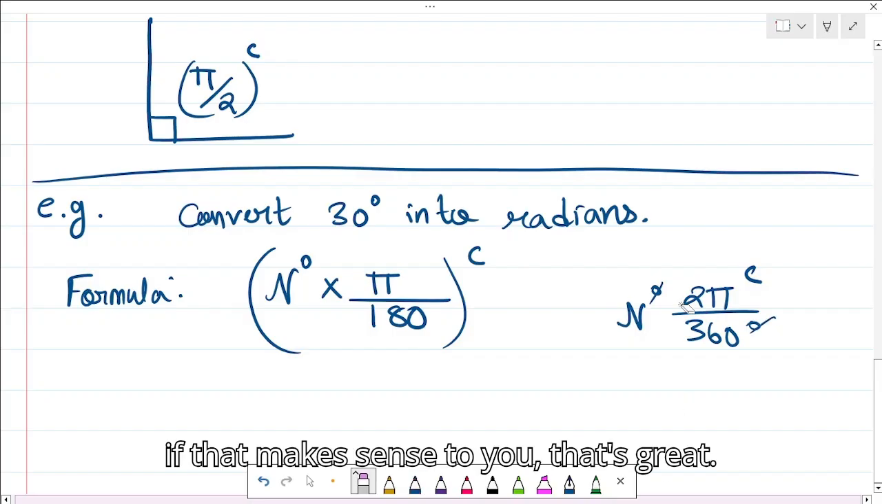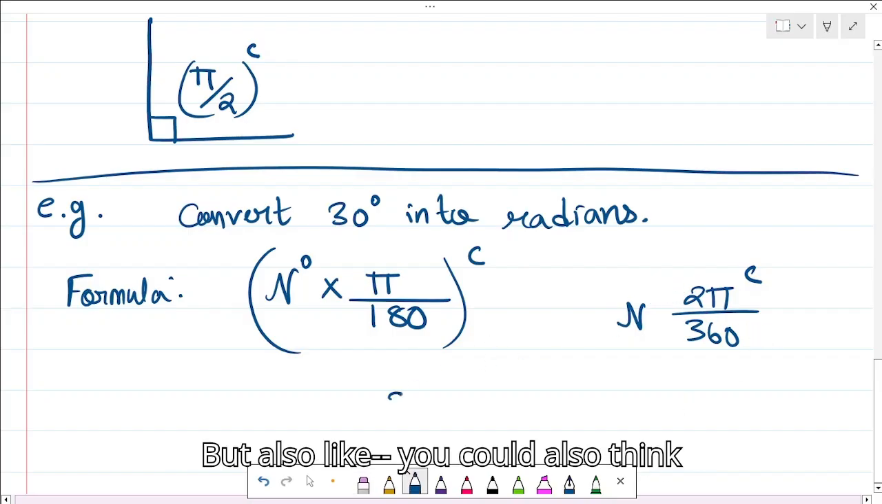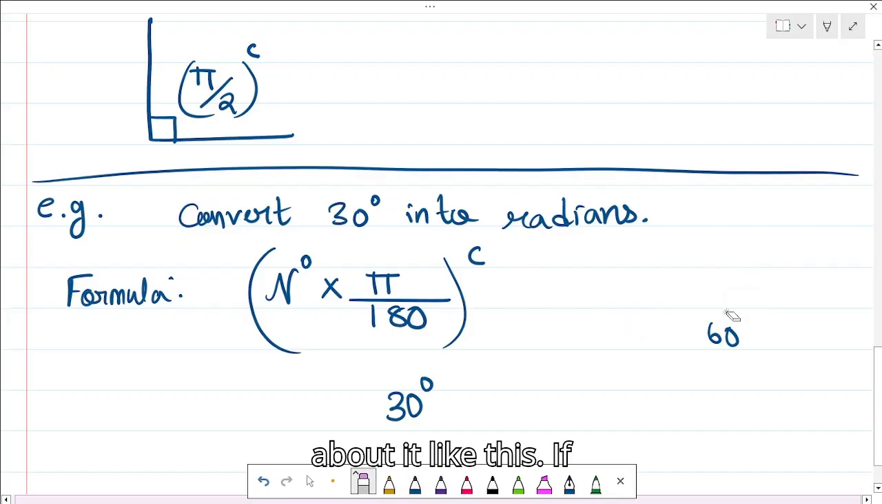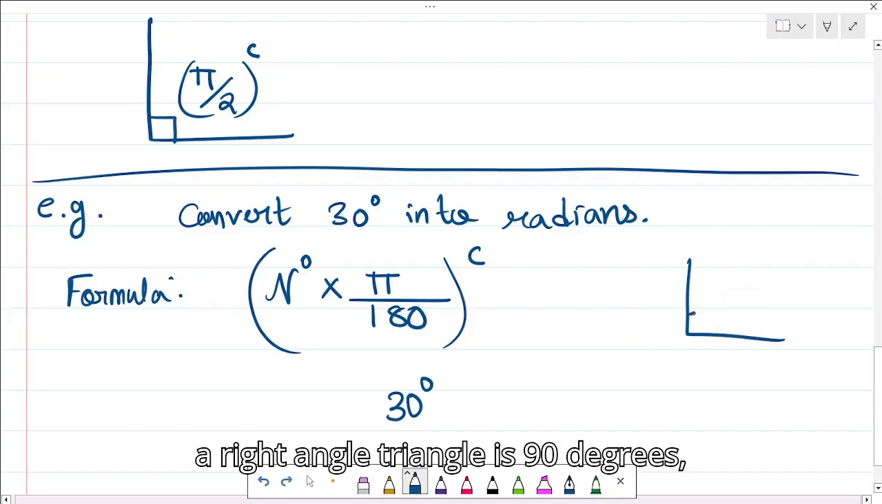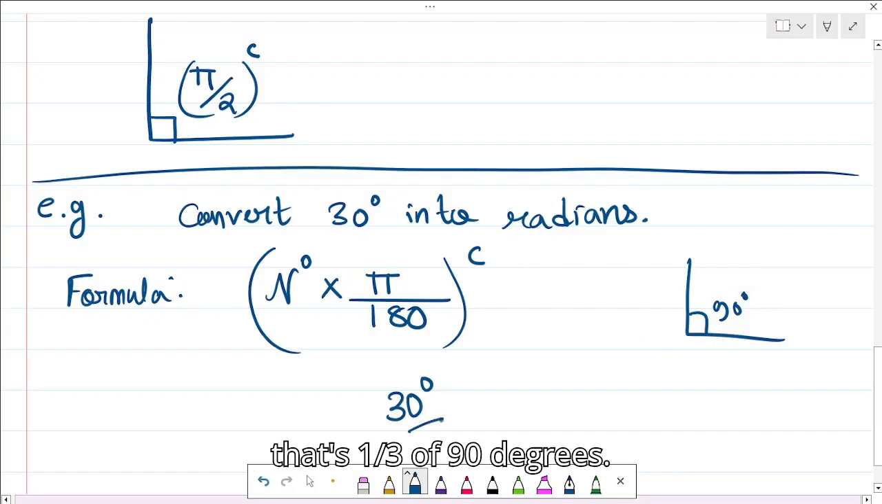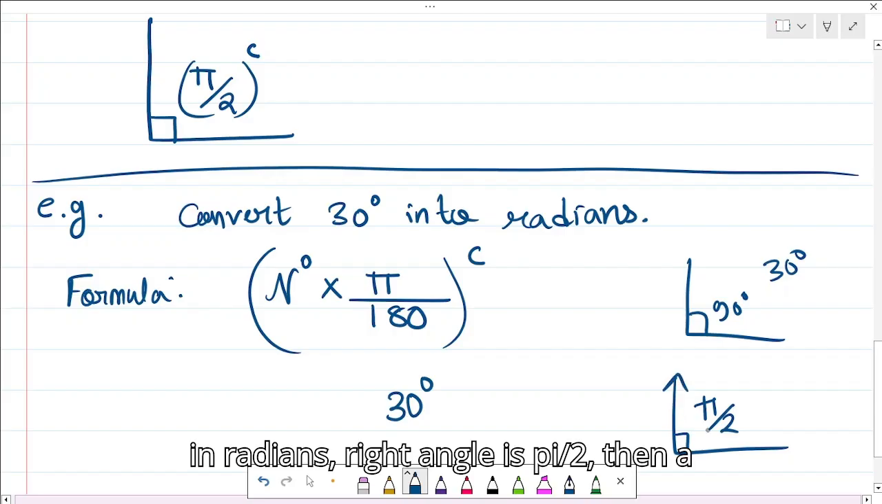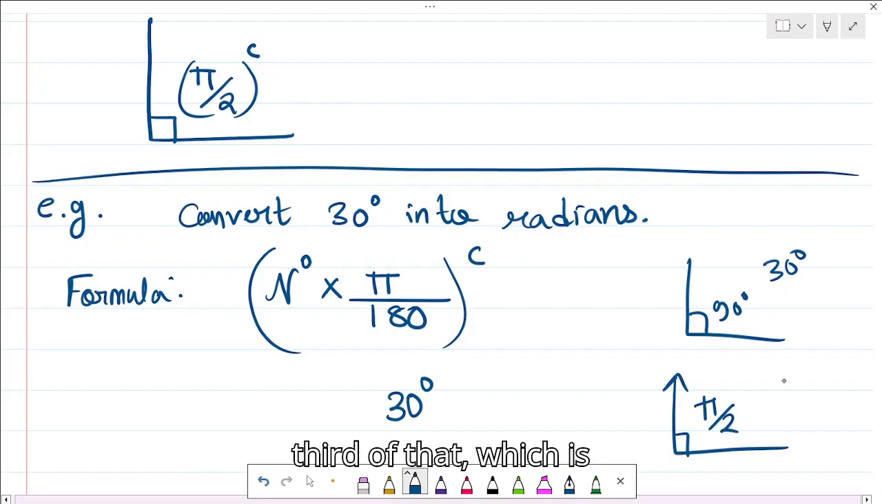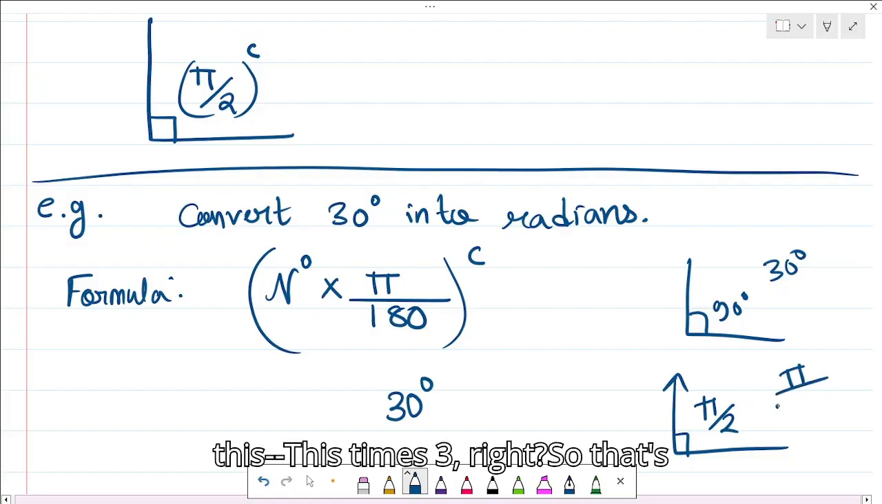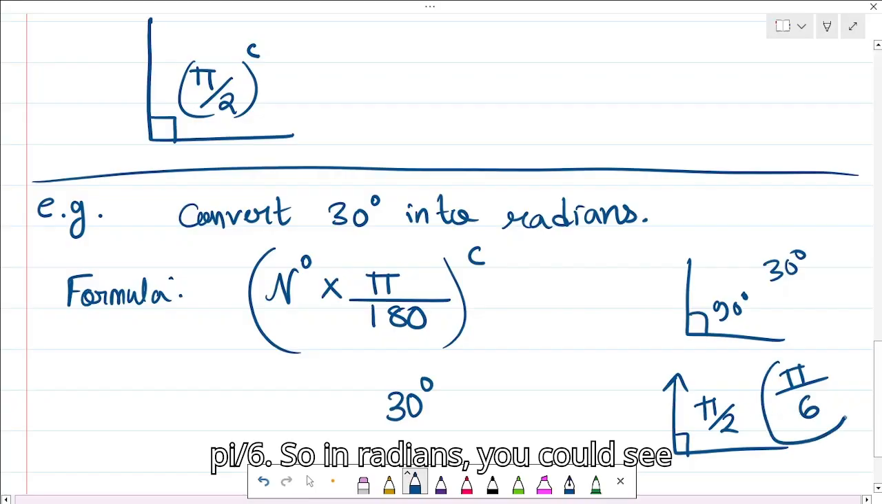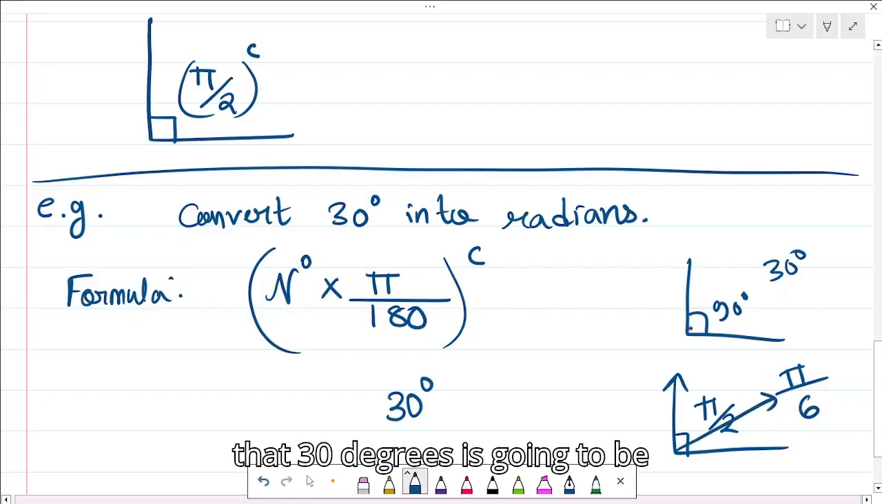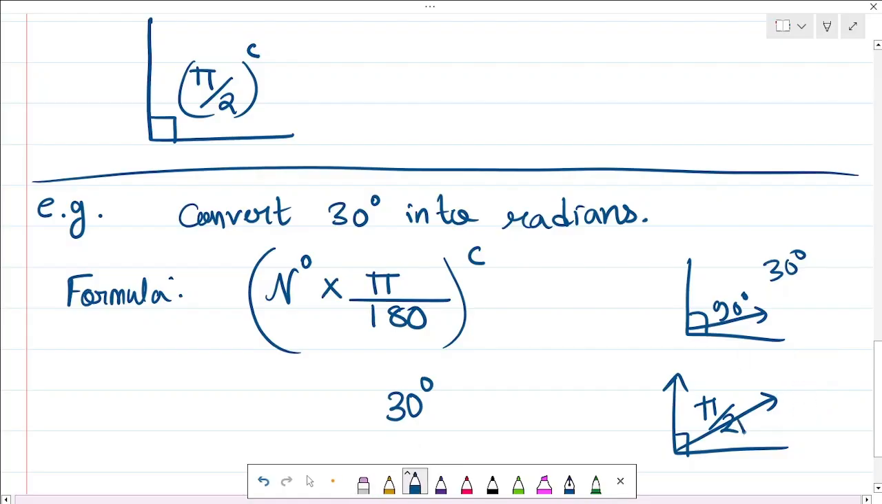So if that makes sense to you, that's great. You could also think about it like this. If a right angle is 90 degrees, then 30 degrees is 1/3 of 90 degrees, right? And if in radians a right angle is pi by 2, then a third of that is pi by 2 divided by 3, so that's pi by 6. So in radians, you could see that 30 degrees is going to be pi by 6.